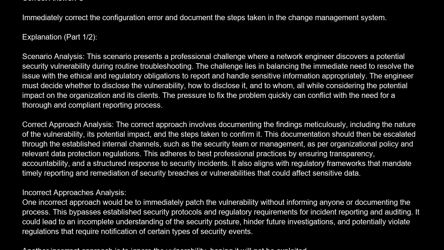Incorrect approaches analysis. One incorrect approach would be to immediately patch the vulnerability without informing anyone or documenting the process. This bypasses established security protocols and regulatory requirements for incident reporting and auditing. It could lead to an incomplete understanding of the security posture, hinder future investigations, and potentially violate regulations that require notification of certain types of security events.